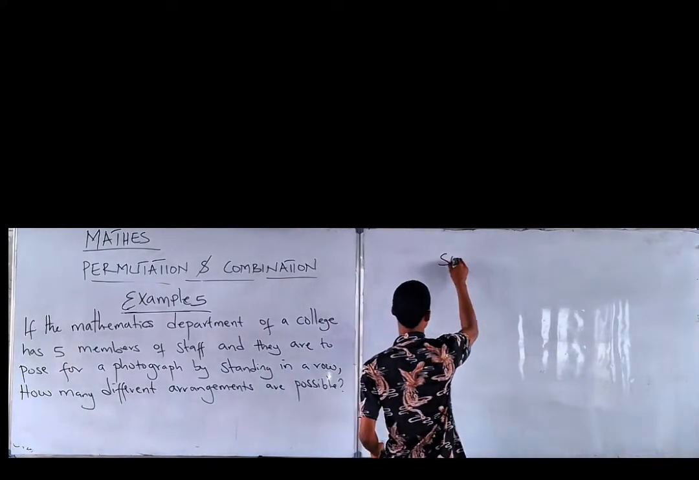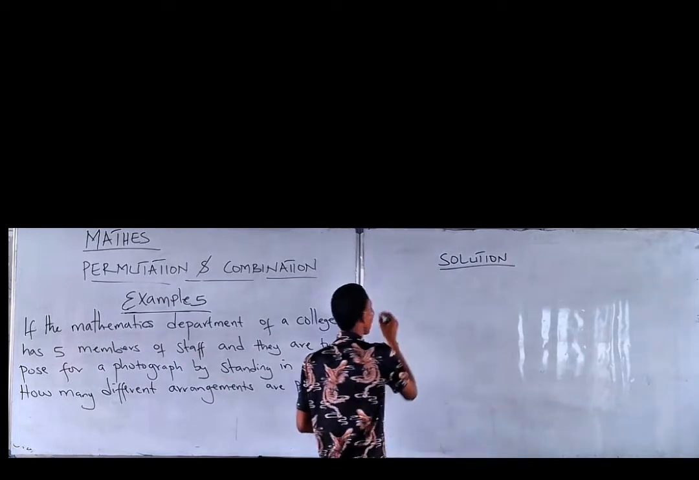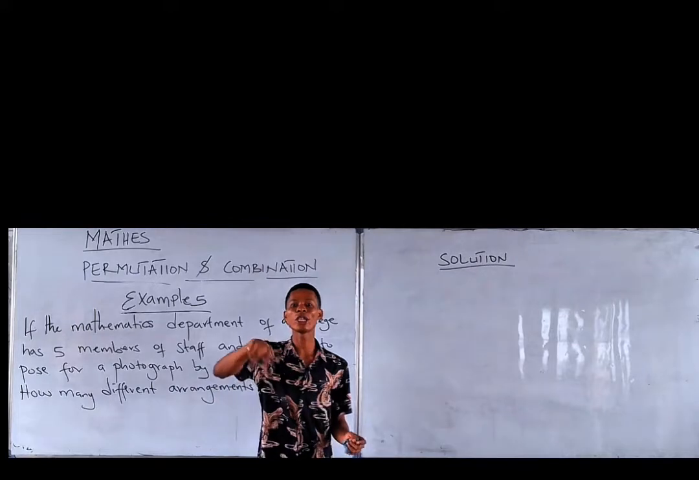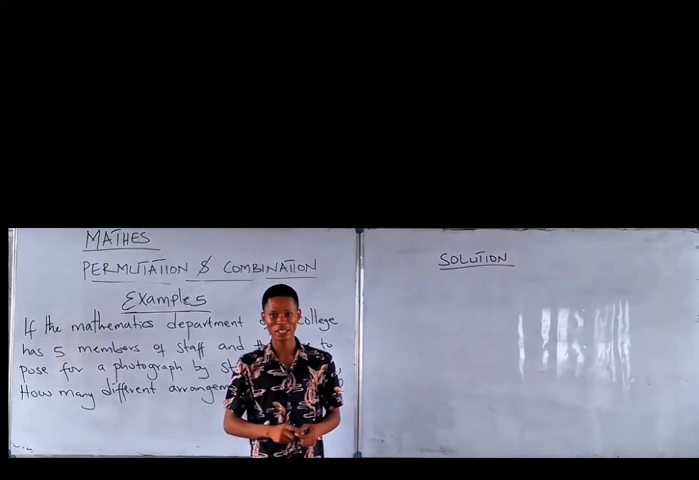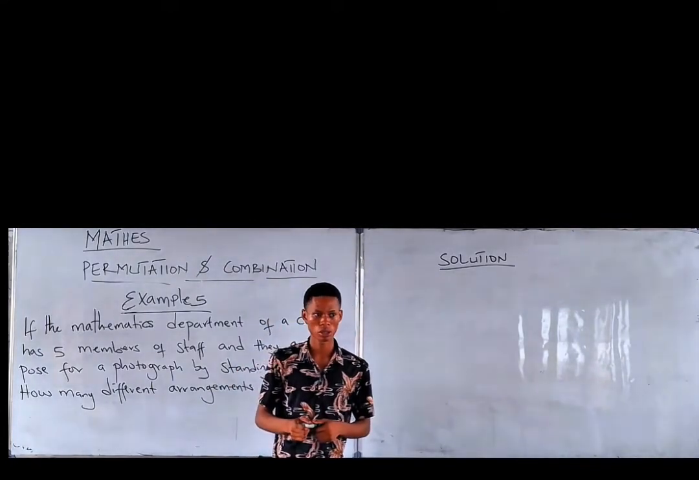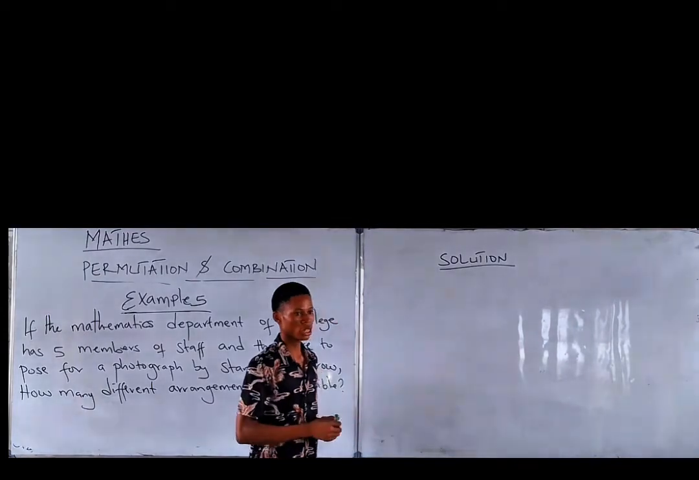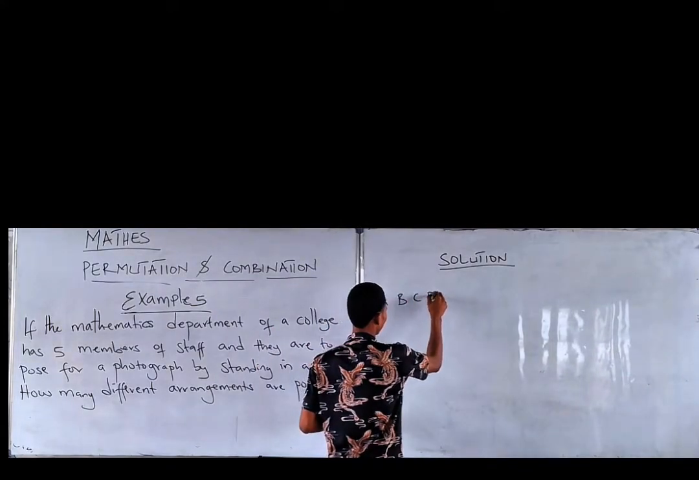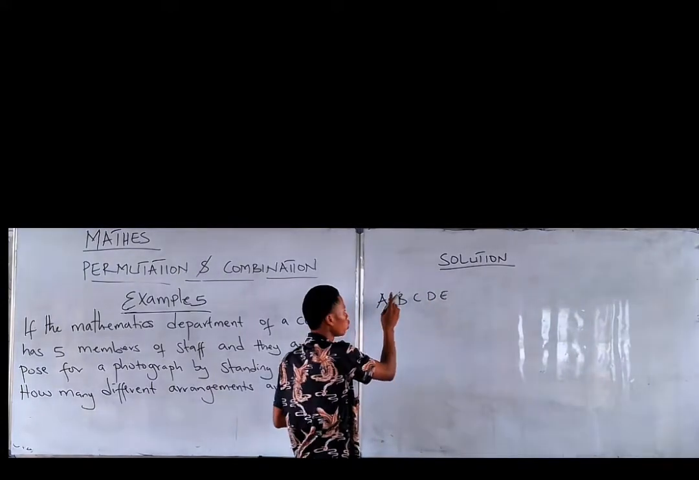Solution. Now, how many persons do we have? 5, right? Now they're asking us, how many ways can you arrange them? There are 5 persons. So in this case, will it be permutation or combination? That is the big question. Because, okay, these are the 5 members of staff. This is one way I can arrange them. I can say, okay, you stand here, you stand here.